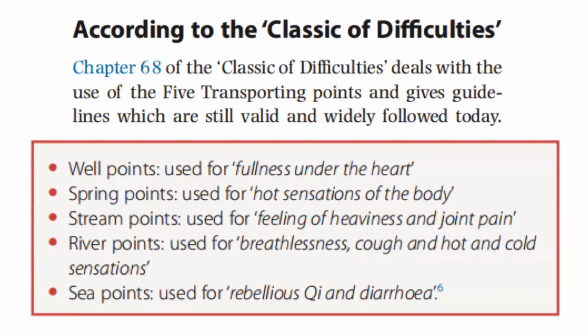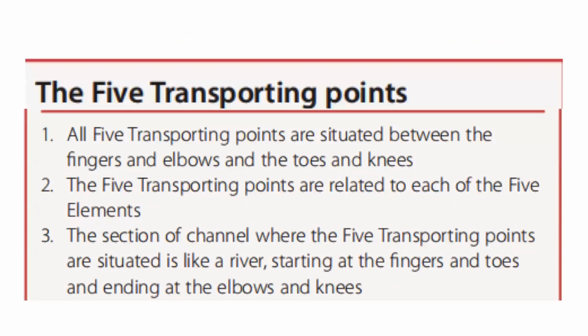Well points are used for fullness under the heart. The spring points, or ying, are used for hot sensation of the body. The stream points are used for feeling of heaviness and joint pain. The river points are used for breathlessness, cough, and hot and cold sensations. While the sea points are used for rebellious qi and diarrhea.